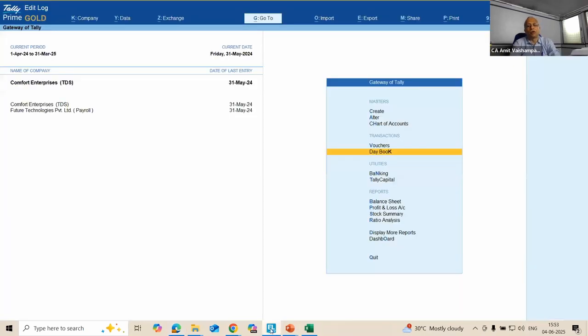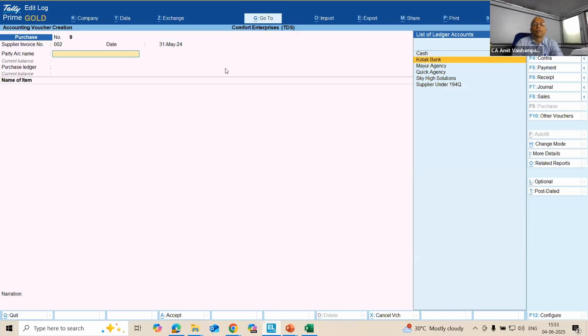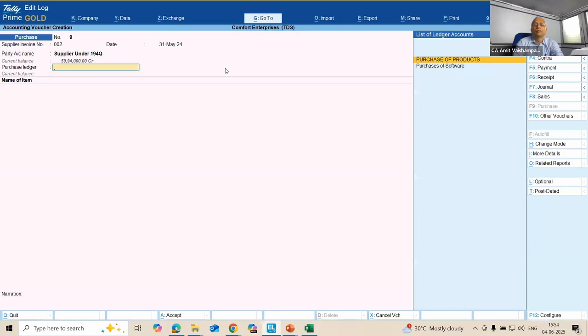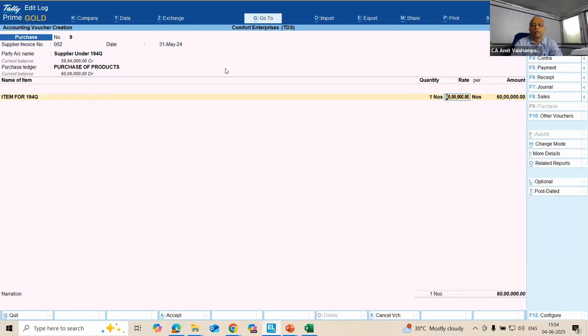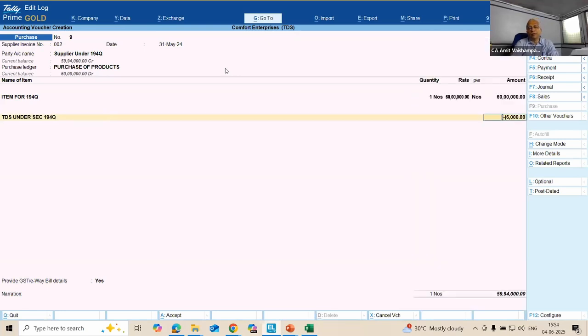Let's try and pass one transaction for 194Q. Let's go to vouchers. Let's go to 31st May. We are selecting an item invoice. We are here in change mode. We are selecting a party as supplier under 194Q. Purchase of product. Item for 194Q. One product. 60 lakhs. This is item. So I'm selecting only one item right now. Now this is ledger. So I'm selecting this TDS under section 194Q, and it calculates TDS for me.